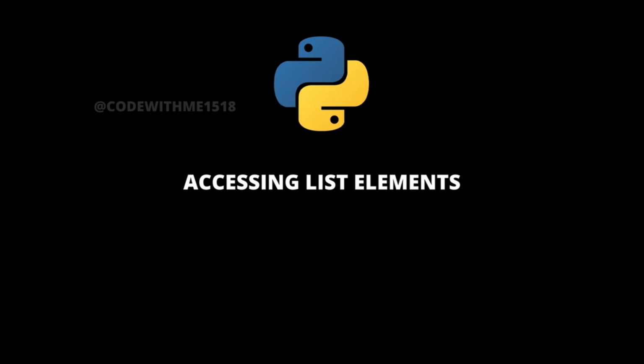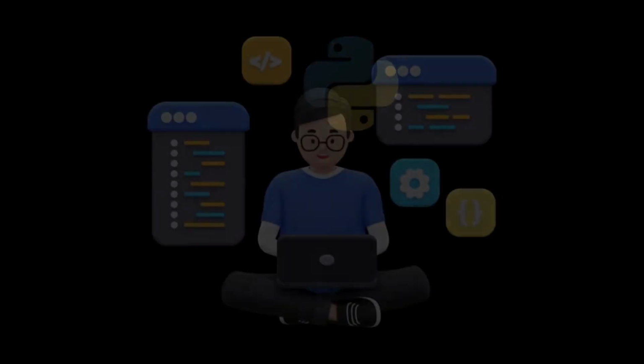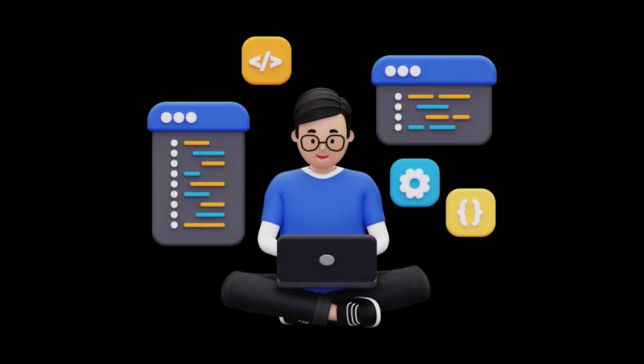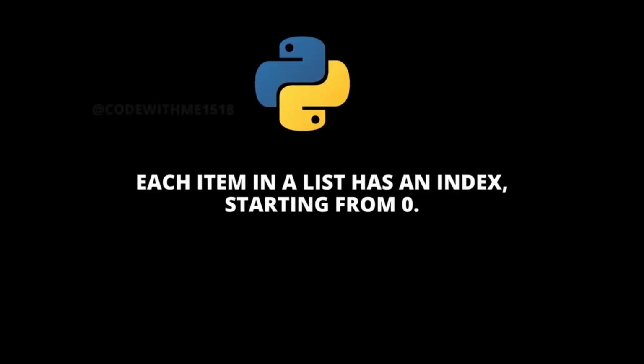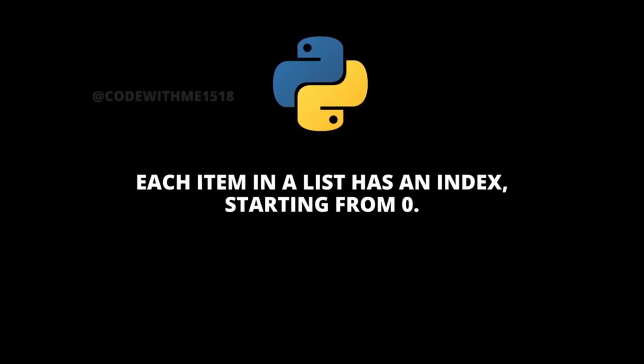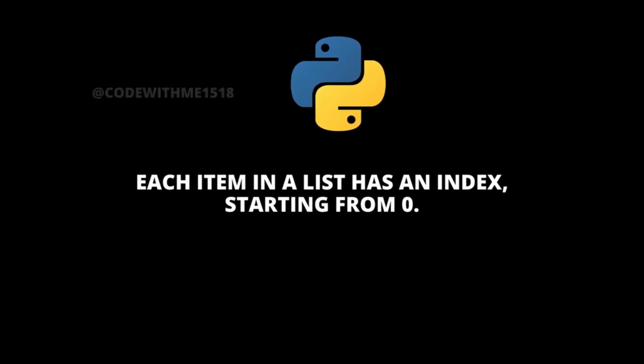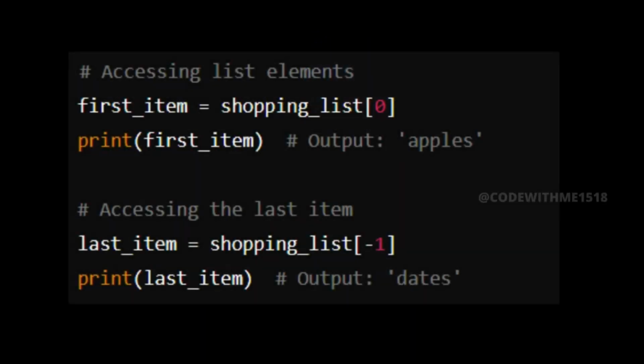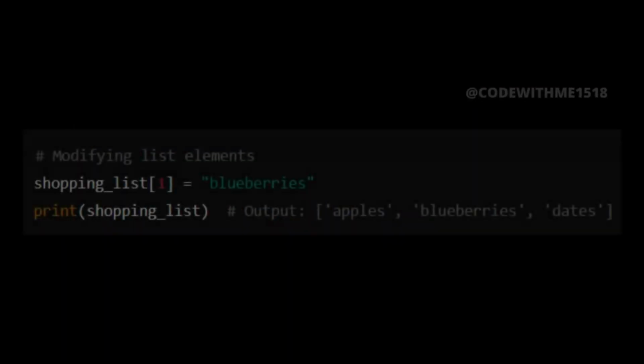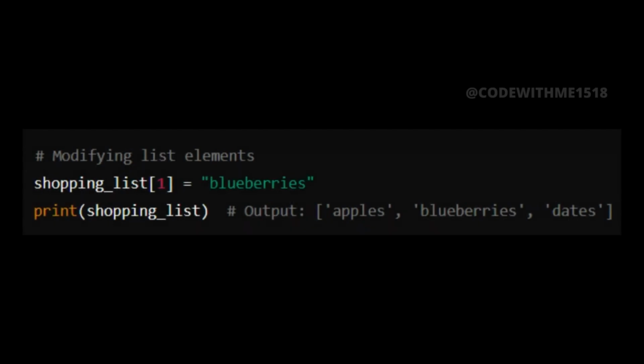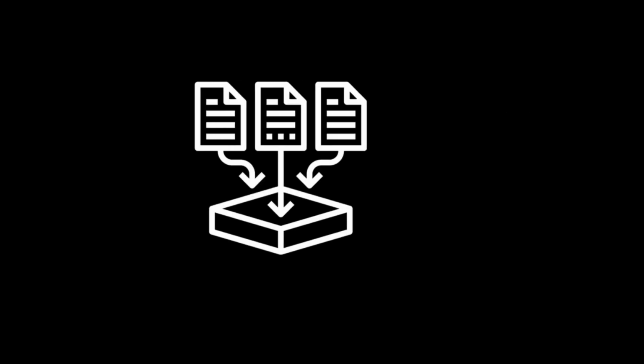Accessing list elements. Now that we have a list, let's learn how to access its elements. Each item in a list has an index, starting from 0. Here's how you can do it. You can also change items in the list using their index. Lists are super versatile and great for keeping track of collections of items.